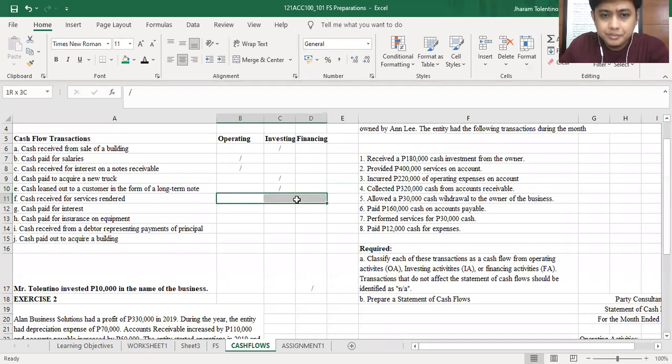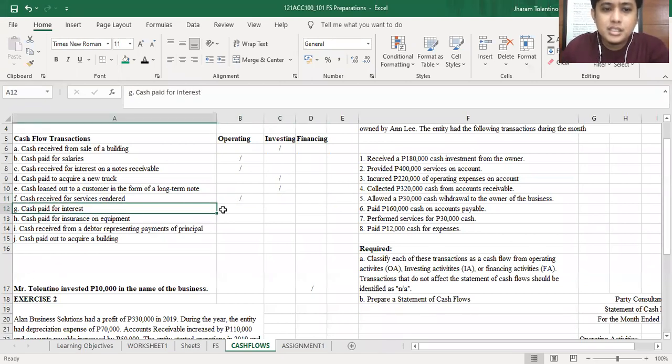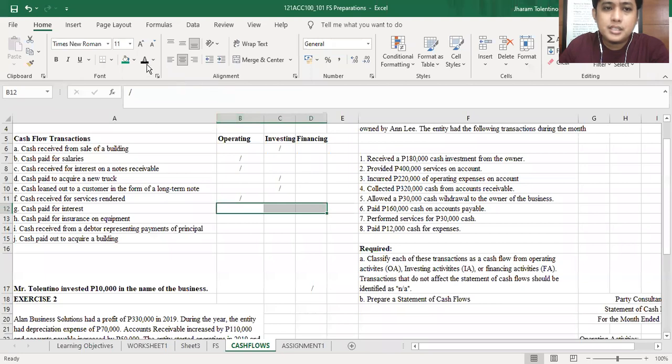Okay, very good. Cash paid for interest. Okay, cash paid for interest. For simplicity purposes, operating activities yun. Saan ka ba normally nagbabayad ng interest? Kanina interest receivable, ngayon interest revenue, ngayon interest expense. Saan ka ba normally nagkakaroon ng interest expense?